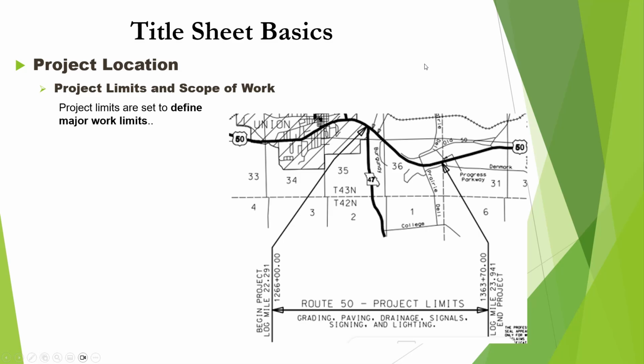So start with the project location, which is the map right in the middle of the title sheet. You're going to see that there's project limits, and they're set to define the major work limits. If we look at this one, you can see that there's an arrow describing Route 50 and the project limits. You also see there's a begin project on the left side, and you'll see that there's a station.